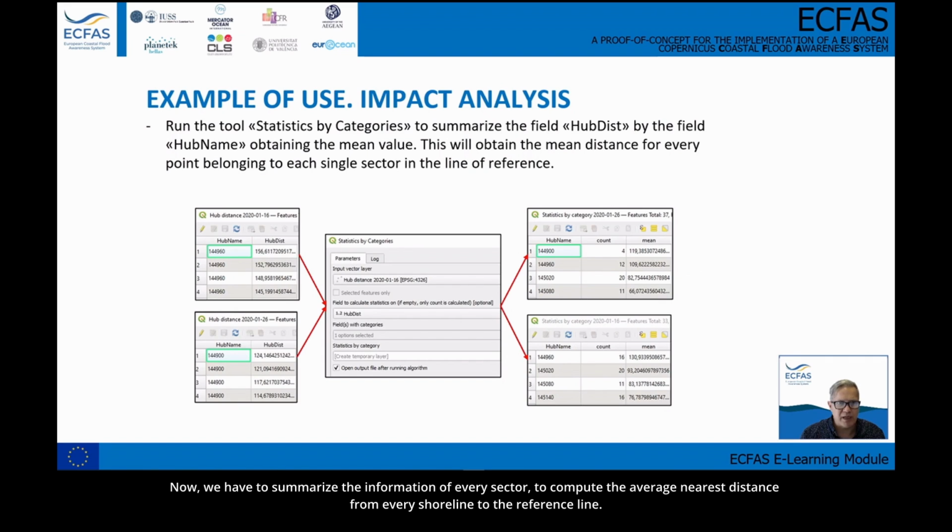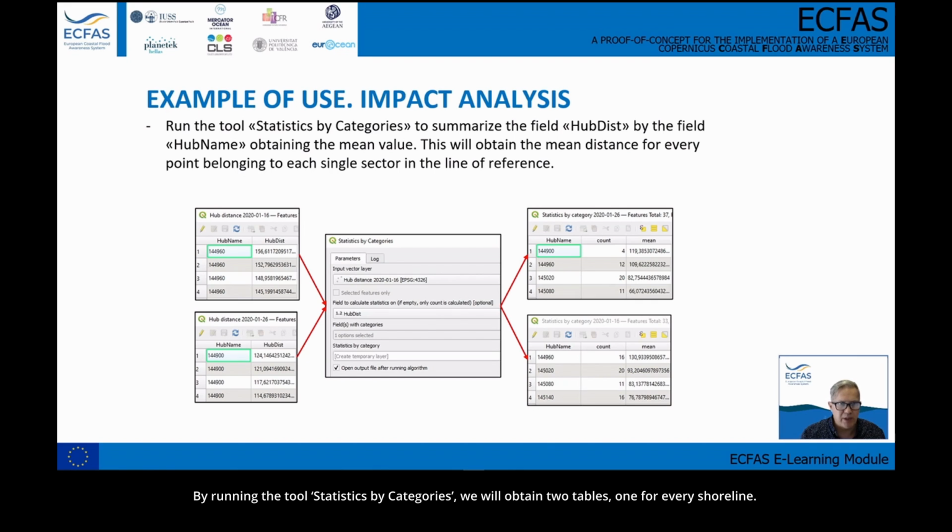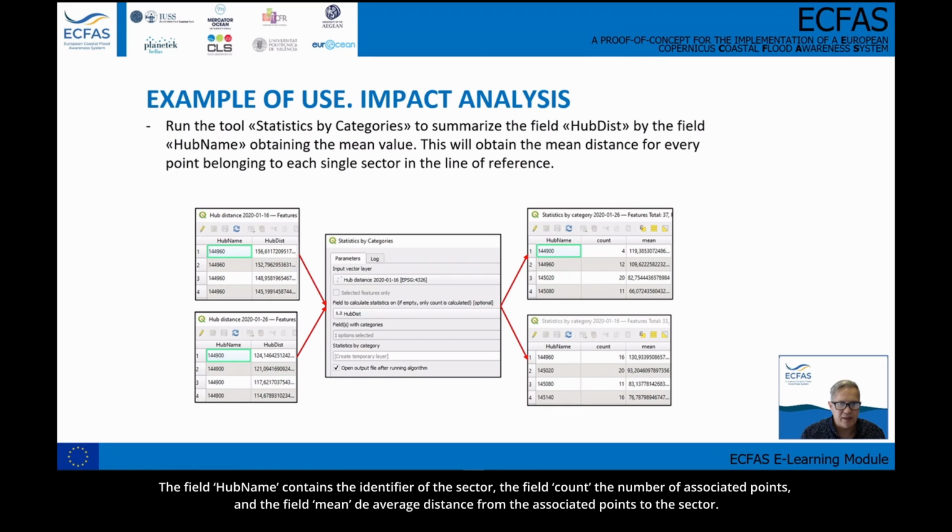Now we have to summarize the information of every sector to compute the average nearest distance from every shoreline to the reference line. By running the tool statistics by categories, we will obtain 2 tables, one for every shoreline. The field half_name contains the identifier of the sector, the field count, the number of associated points, and the field mean, the average distance from the associated points to the sector.